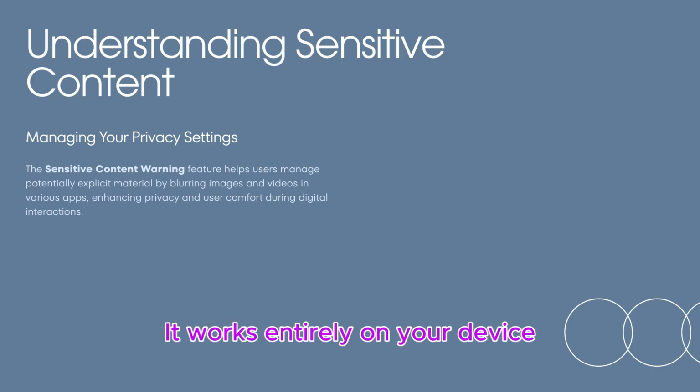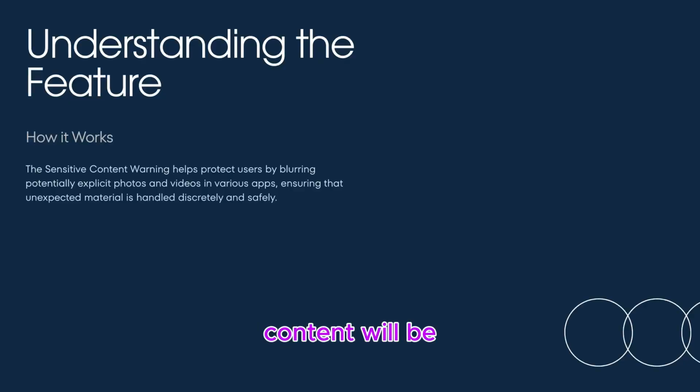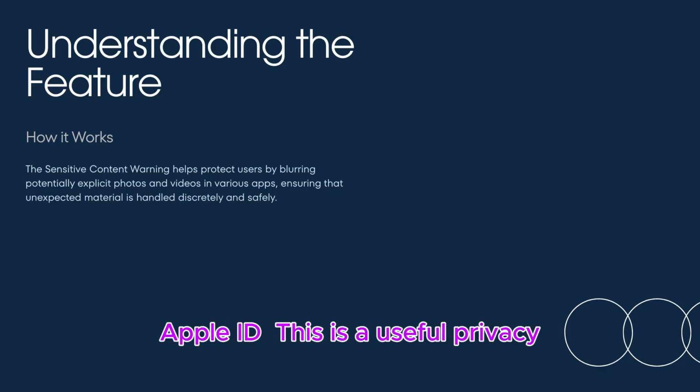It works entirely on your device, so Apple does not see your content. If you turn it off, content will be displayed without any blurring or warnings. The setting syncs across your Apple devices using the same Apple ID.